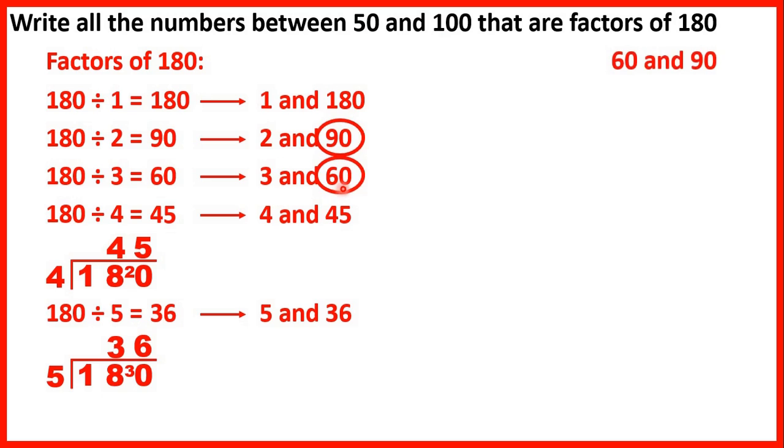So that's 90 and 60. So 60 and 90 are numbers between 50 and 100, and they're factors of 180 because 180 is in the 60 times table, that's 3 times 60, and in the 90 times table, that's 2 times 90.